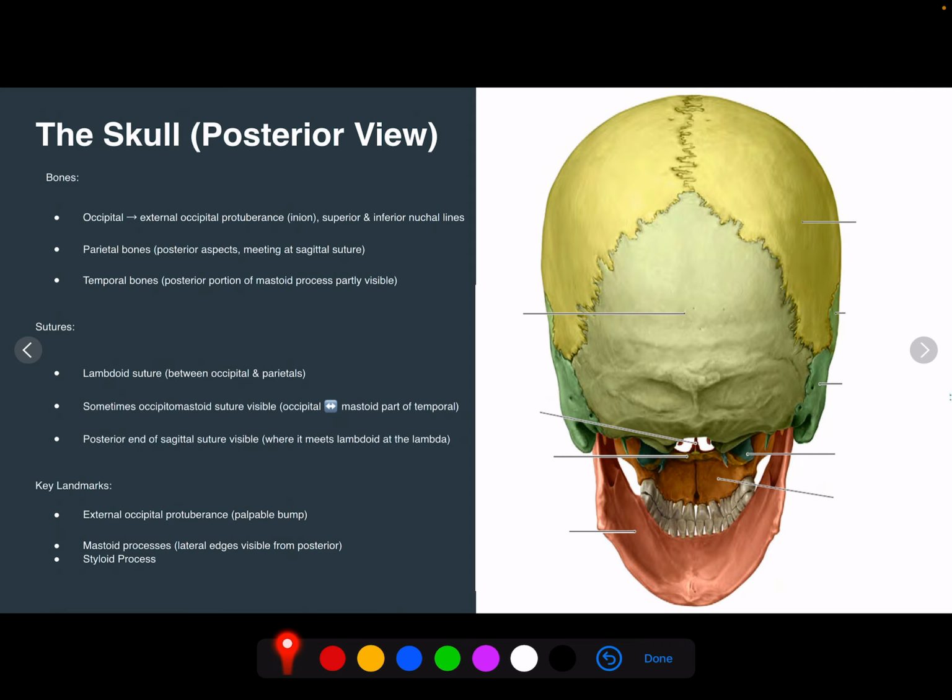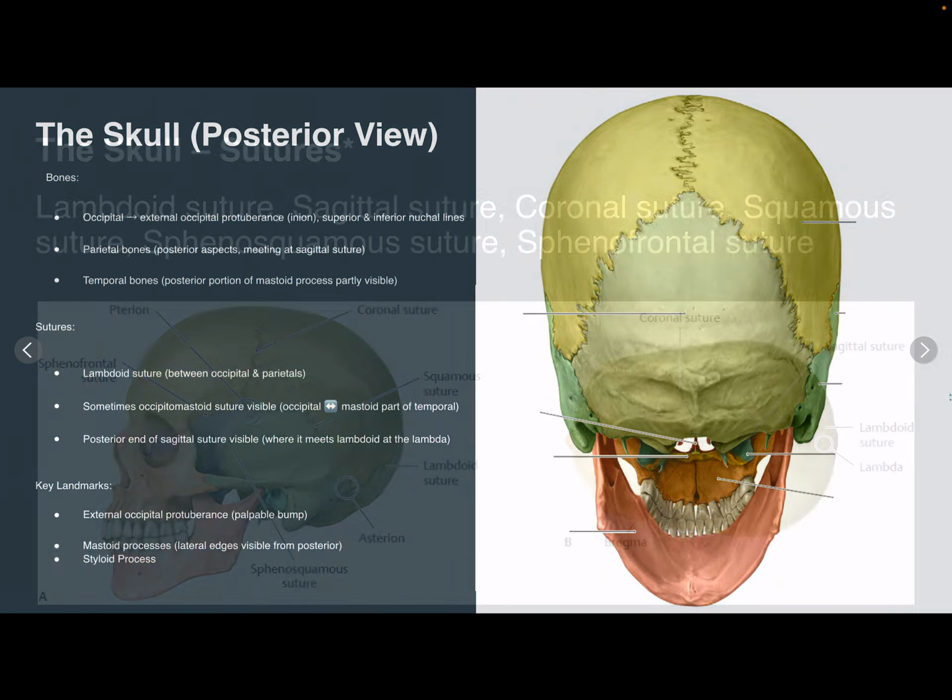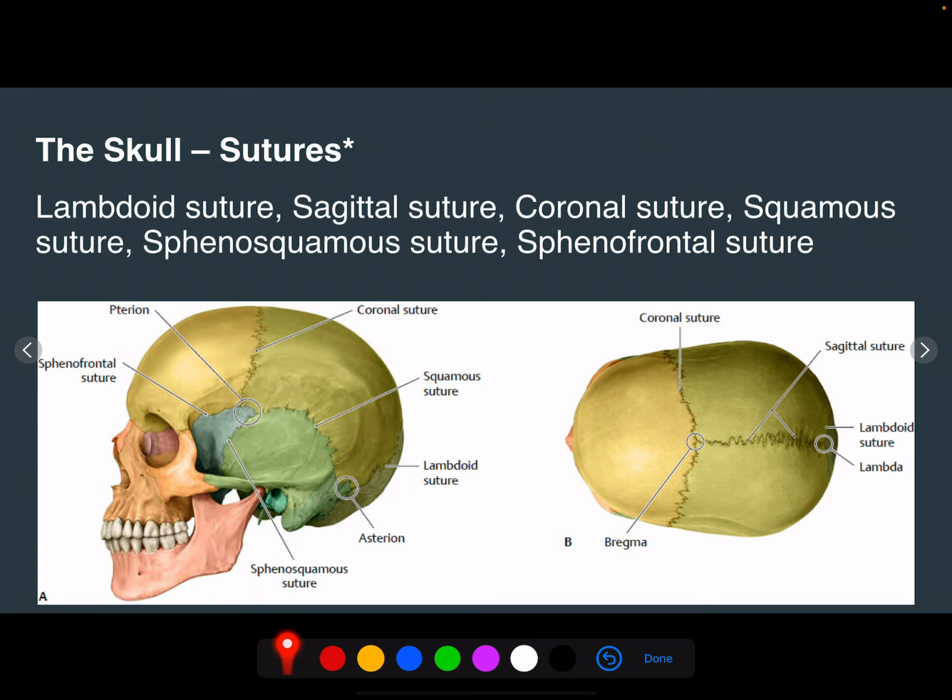Let's see, what else? We're not going to go over the occipital mastoid suture. Yeah, I think from the posterior view, external occipital protuberance, mastoid process, and then you should be able to see the styloid process down here as well. Mastoid process, styloid process. This is why there was a pause there, is I want to go over the different sutures.